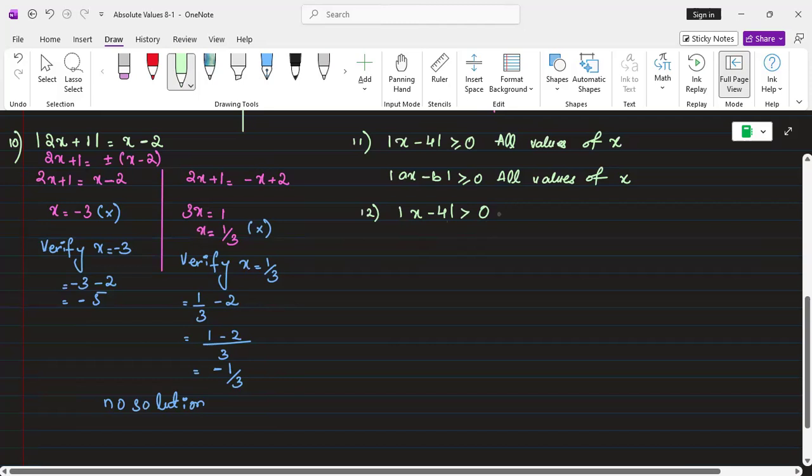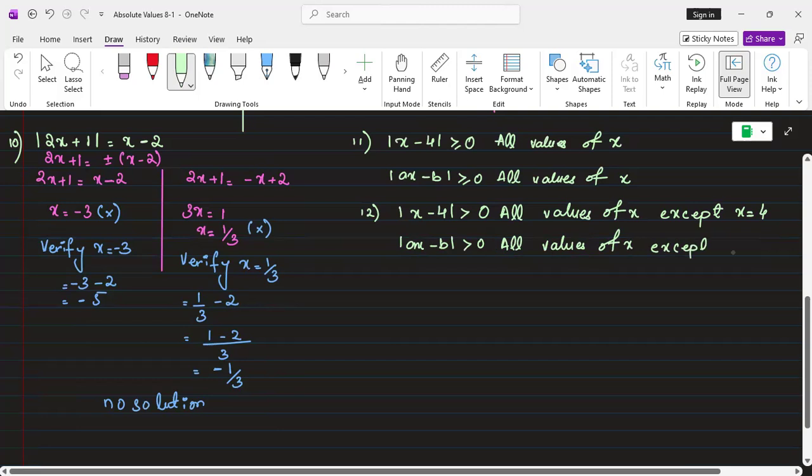So now, we will simply say here all values of x except x is equal to 4. So in general form, if it is ax minus b modulus is greater than 0, we simply say here all values of x except x is equal to b upon a.